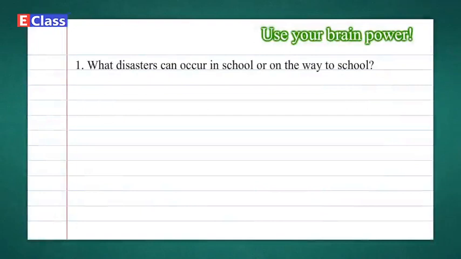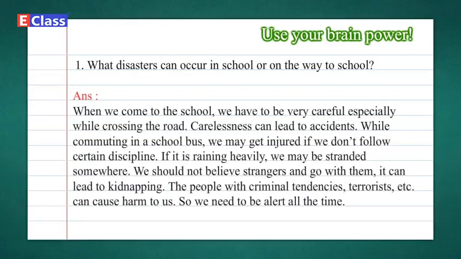Use your brain power. 1. What disasters can occur in school or on the way to school? Answer. When we come to school, we have to be very careful, especially while crossing the road. Carelessness can lead to accidents. While commuting in a school bus, we may get injured if we do not follow certain discipline. If it is raining heavily, we may be stranded somewhere. We should not believe strangers and go with them. It can lead to kidnapping.